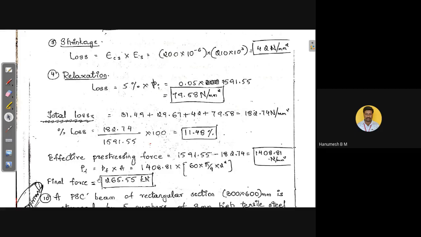Hence the final pre-stressing force in the cable is 265.55 kilonewton after subtracting all the losses. After allowing for all the losses, the final pre-stressing force in the cable is 265.55 kilonewton. Yes, this is the solution.